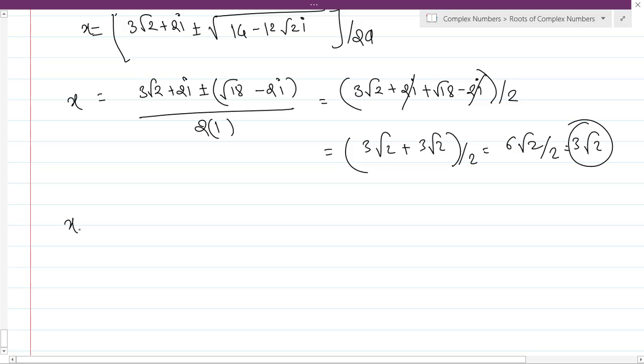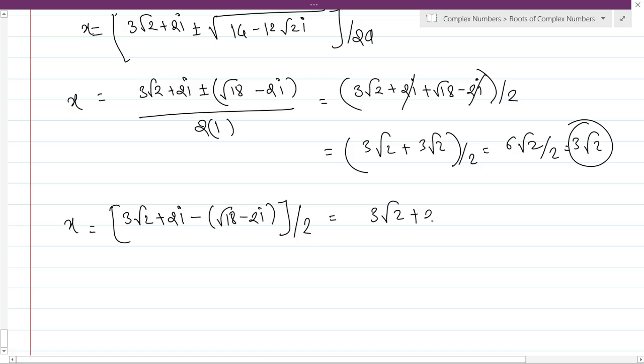Now next time take the negative. So it is equal to 3 root 2 plus 2i minus of root 18 minus 2i whole divided by 2. Now if I open the bracket, I will get 3 root 2 plus 2i minus root 18, which can be written as 3 root 2, plus 2i whole divided by 2. So minus 3 root 2 plus 3 root 2 cancels, so 2i plus 2i becomes 4i upon 2, which is my 2i.